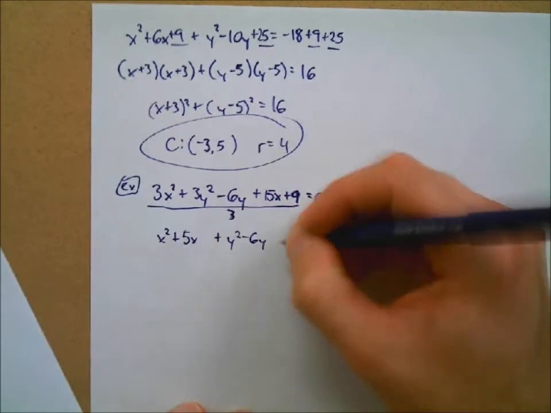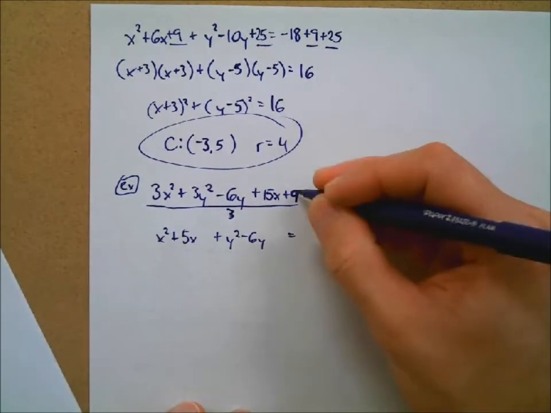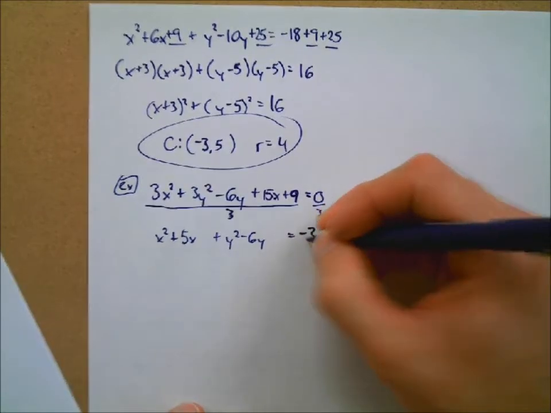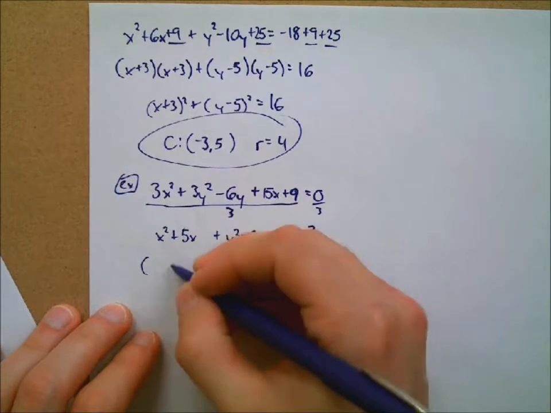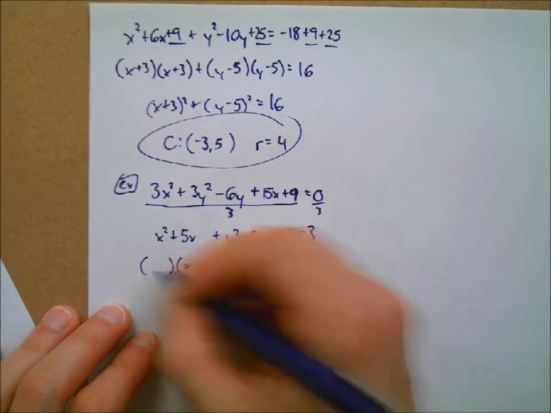And I'll also move over, well, it's now a negative 3 because I divided that 9 by 3. Okay, so just like that. Is everyone okay with all those steps I just did? I didn't lose anybody there, hopefully. If I did, let me know. We're good? Okay, so again, we're going to factor here and complete the square.